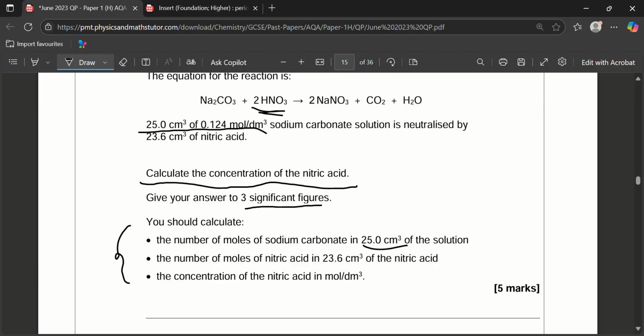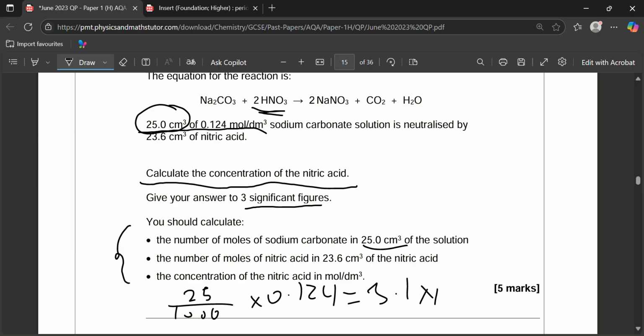So our first step is to find the number of moles of sodium carbonate in 25 centimeter cube of solution. We're given both the concentration and volume. So to find moles, we'll have to convert this volume into dm cubed by dividing by 1,000. So 25 over 1,000 times 0.124. Plugging that into our calculator. One sec, guys. And I'm getting 3.1 times 10 to the minus 3 moles of sodium carbonate solution.